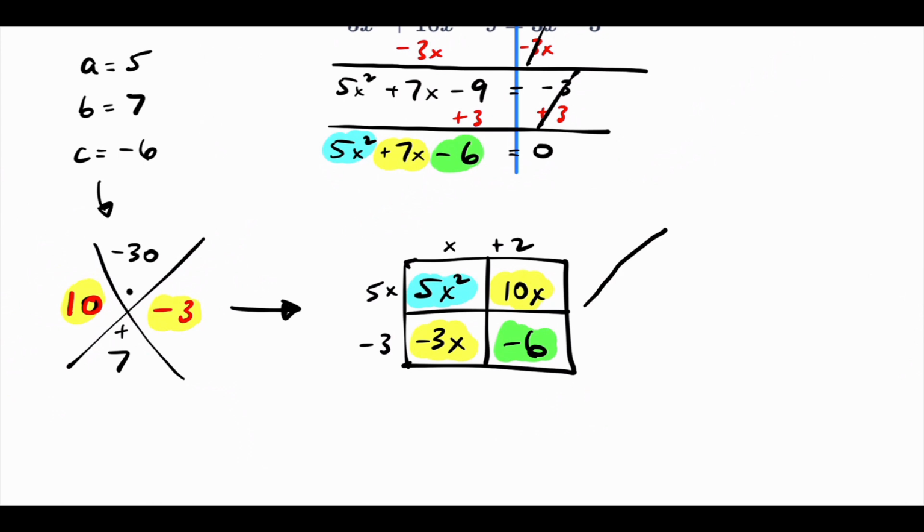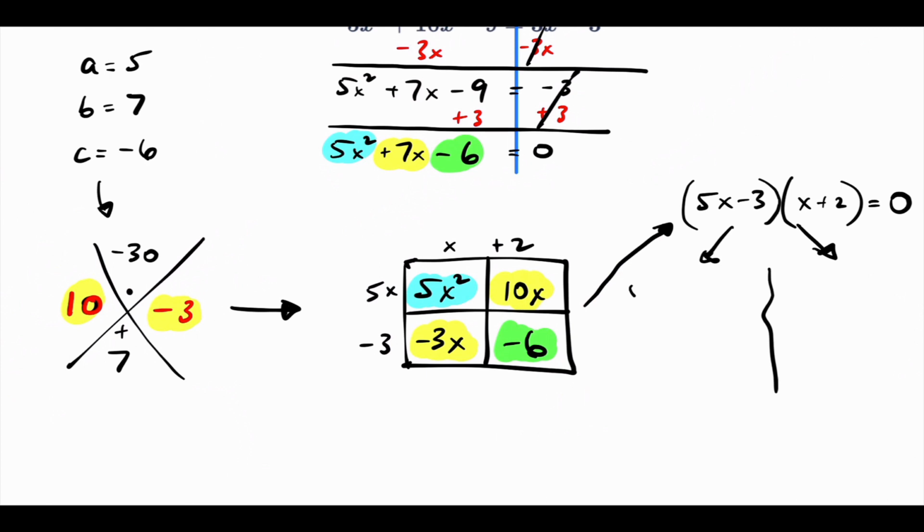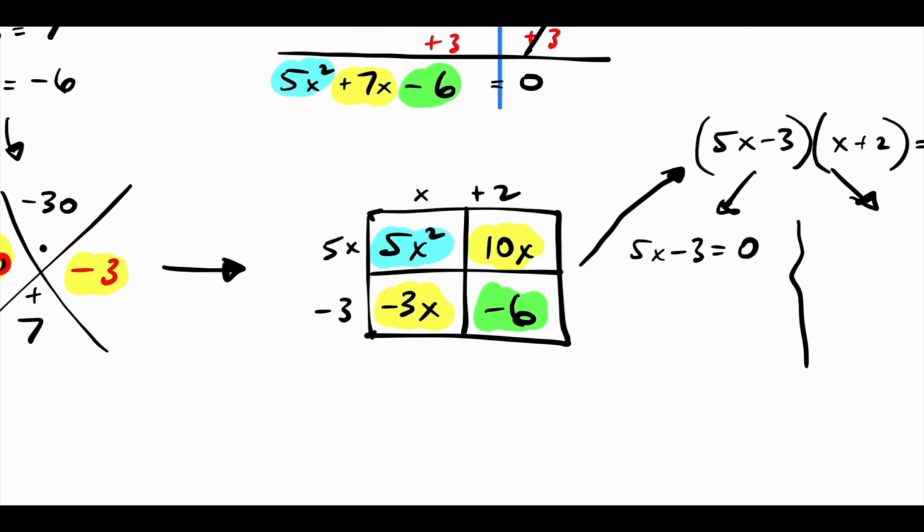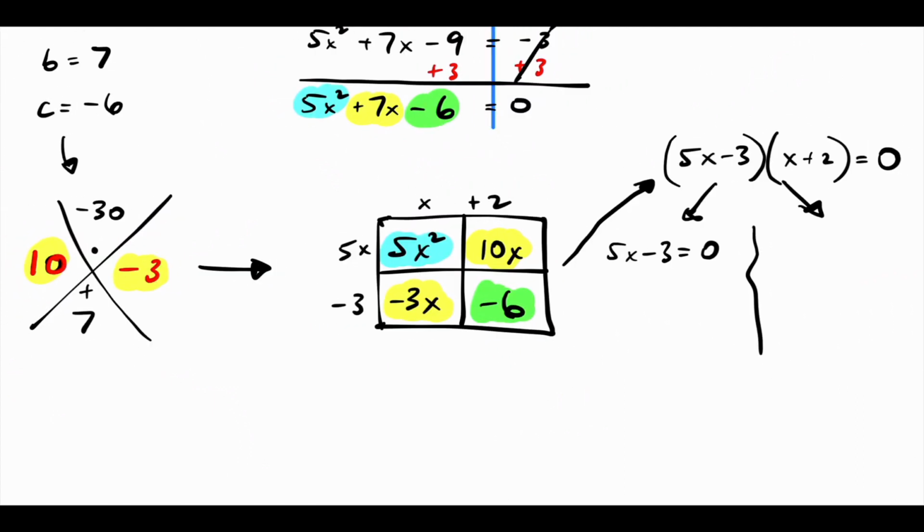Next step. Five x minus 3 parentheses x plus 2 parentheses equals 0, because it said solve and it had an equal sign. Last step, split and solve. 5x minus 3 equals 0. X plus 2 equals 0.